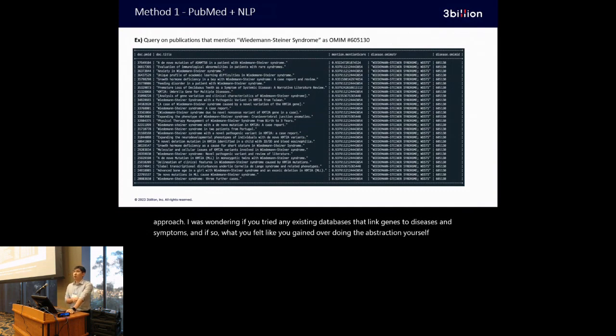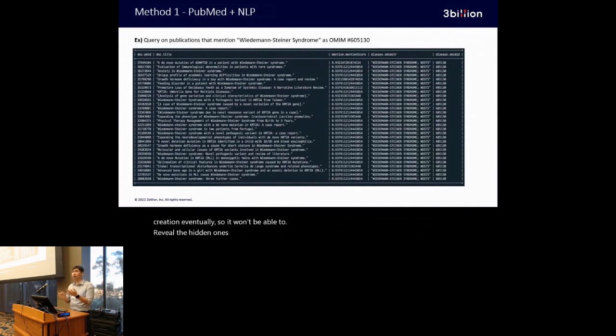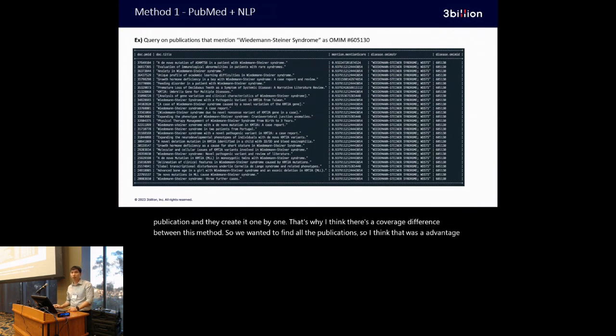Okay. The reason I tried the NLP approach, like you mentioned, there are already existing databases. The famous ones could be ClinVar and HGMD, but they're all based on manual creation eventually. So it won't be able to reveal the hidden ones. How they actually work is they find keywords, look into the publication, and they curate it one by one. That's why I think there's a coverage difference between this method. So we wanted to find all the publications. So I think that was an advantage of using the NLP method.